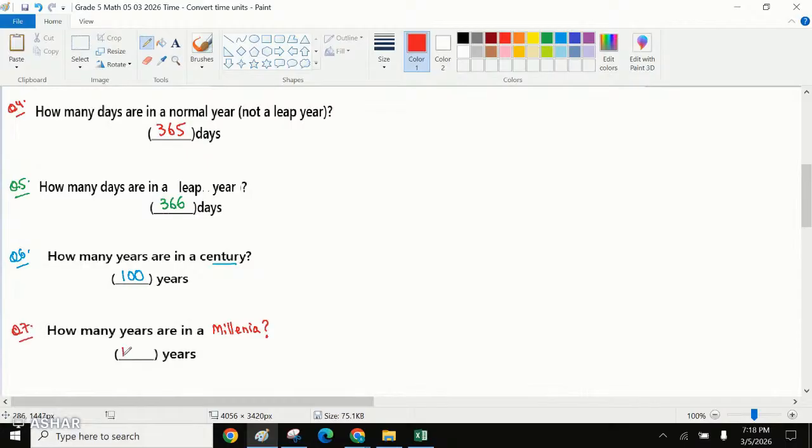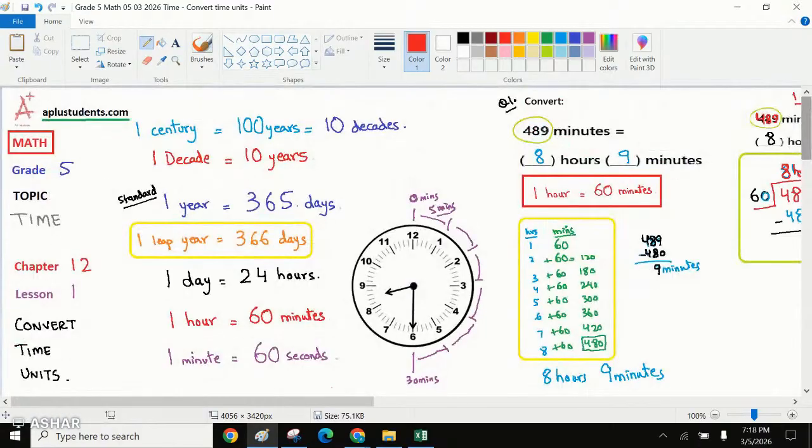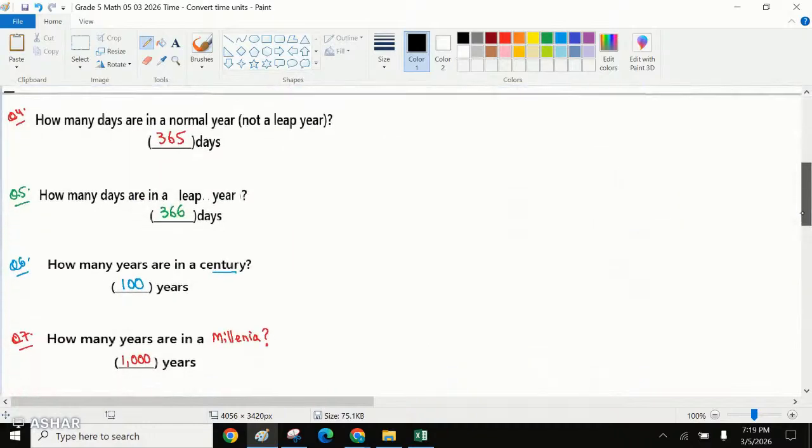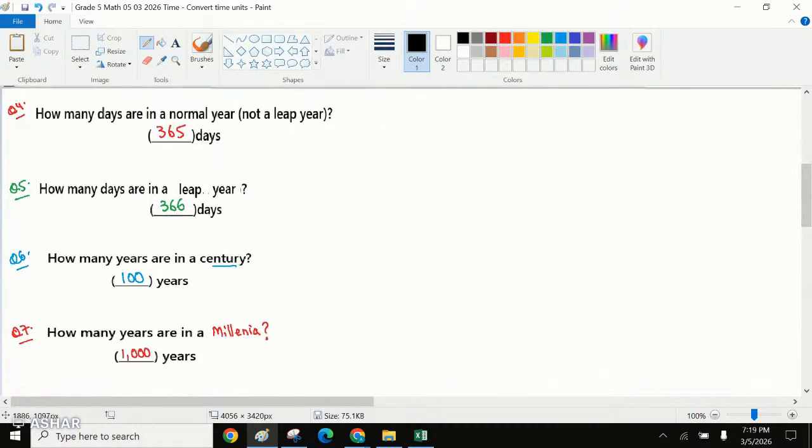A millennia is 1000. I showed you over here: a century is 100 and a millennia is 1000 years. Millennium, okay? So these are the small values that we can remember, right? A normal year is 365 days. A leap year would be 366 days.